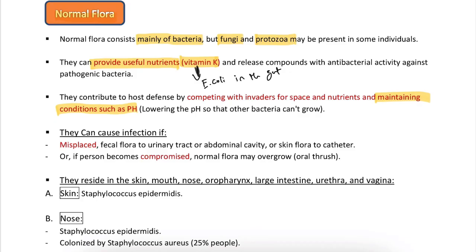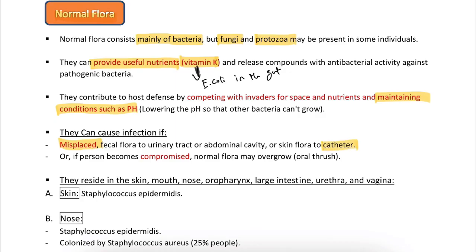Okay, so when does normal flora become harmful? Maybe due to misplacement of flora. They can cause infections if misplaced. For example, E. coli from the gut entering the urinary tract can cause urinary tract infection. And skin flora like Staphylococcus epidermidis can cause catheter related infections.